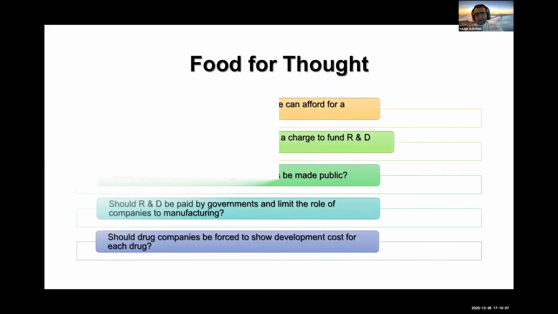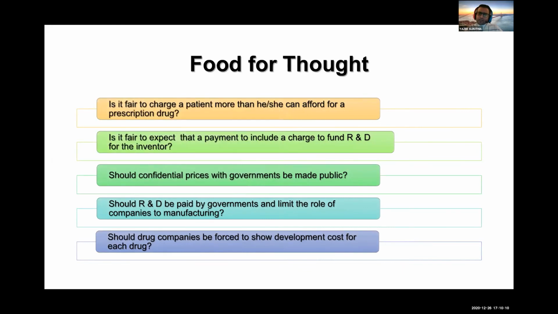I'm going to leave you with some food for thought. Is it fair to charge a patient more than he or she can afford for a prescription drug? Is it fair to expect that a payment include a charge to fund research and development for the inventor, so we subsidize the industry? Should confidential prices with governments be made public, so we have more transparent ERP prices? Should research and development be paid by the governments, limiting the role of companies to manufacturers, one way of socializing the manufacturing of medication? Should drug companies be forced to show development costs for each drug? Well, it's food for thought.